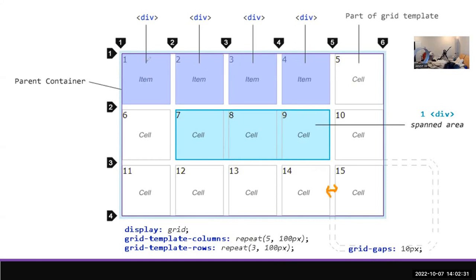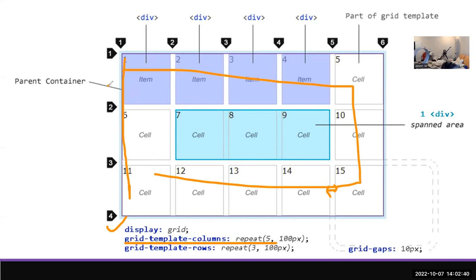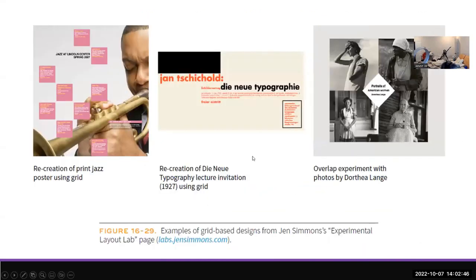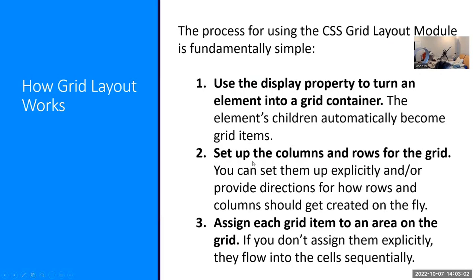So display needs to be set to grid. Grid-template-columns is the number of columns you have. Grid-template-rows is the number of rows you have. Grid gap is the gap between them. So you can design something like this. These are grid, and all of this is grid, and there are some items occupying on top of it.